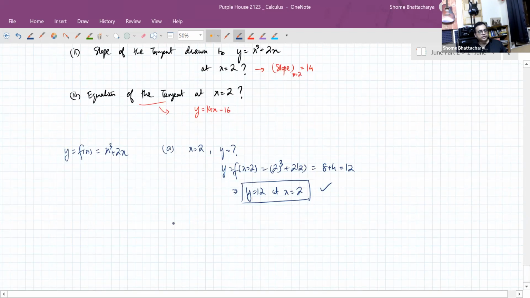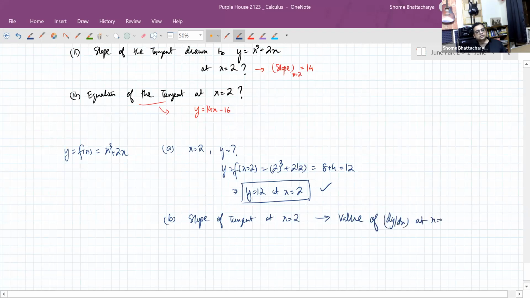Now the next thing, we have to find the slope of the tangent at the point x equal to 2. That is nothing but the value of dy by dx at x equal to 2. So again, given the function, you can see the rate of change, apply differentiation to this.